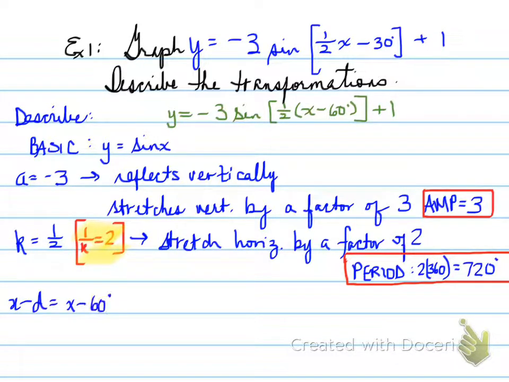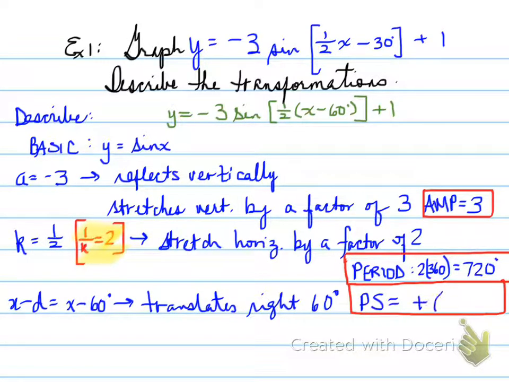X minus d in our function says x minus 60 degrees. That means that the graph translates right 60 degrees. What does that mean in terms of the graph? Well, our graph has been phase shifted plus 60 degrees. So you can write either right 60 or plus 60. Either is acceptable.